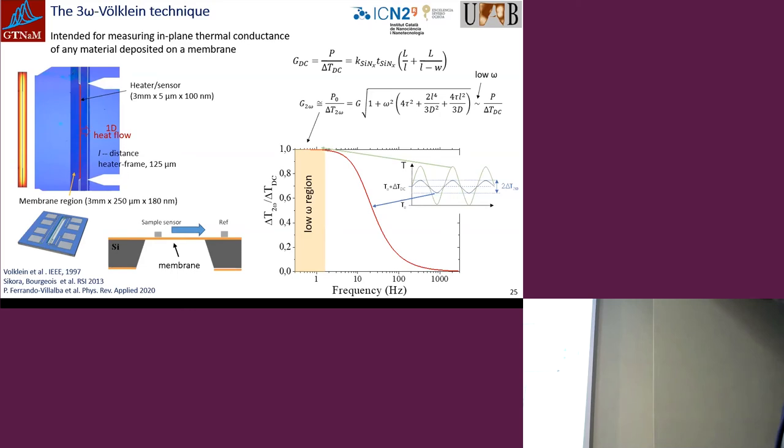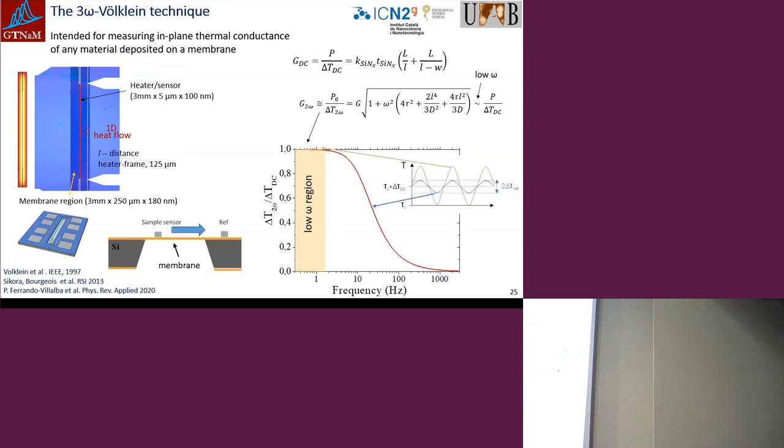You can do that in DC mode, which is pretty easy to do. Here we don't have a sample, we only have the membrane, and this is the thermal conductivity and the thickness of the membrane. L is this dimension, and little l is this dimension here. And we can do that in frequency, and of course the thermal conductance depends on frequency. But if we go to slow enough frequencies, around 1 hertz, you can see that the delta T at omega equals the delta T DC.